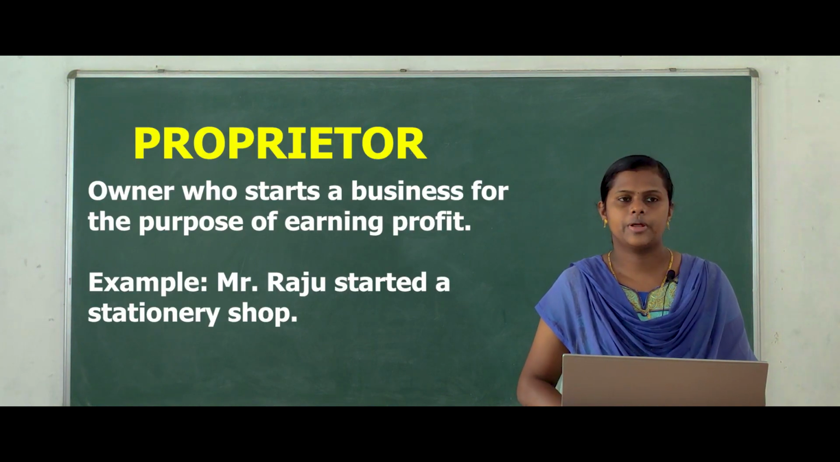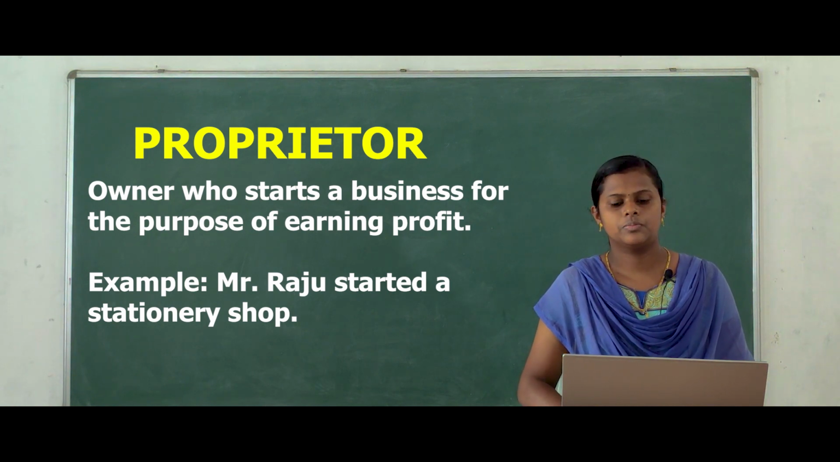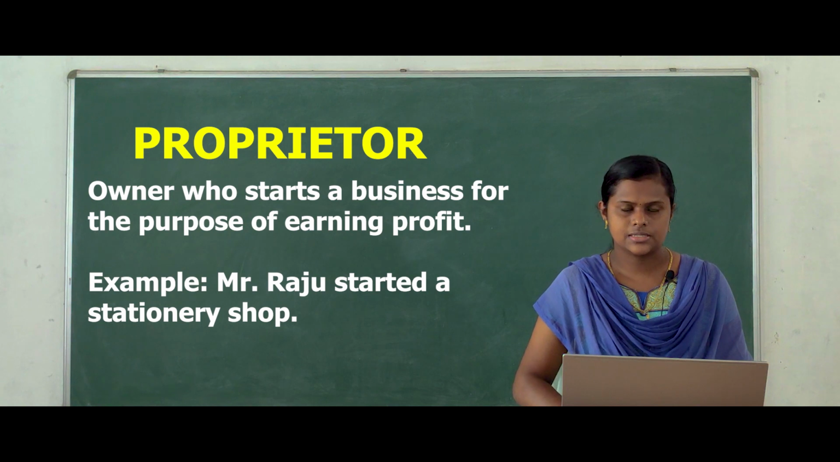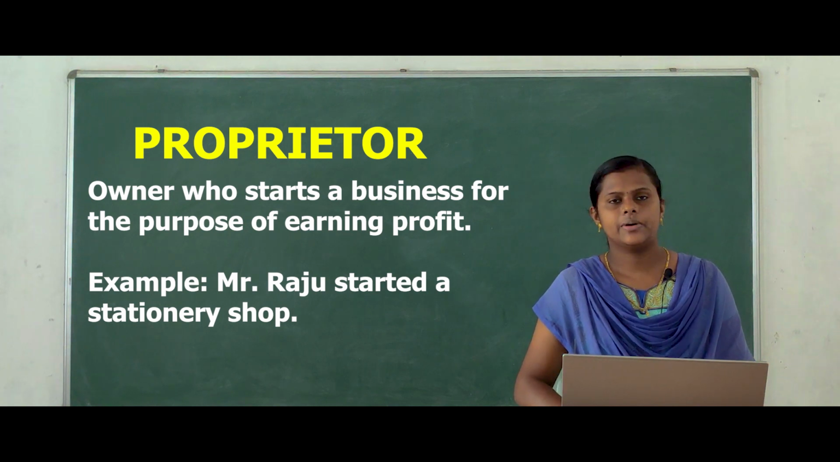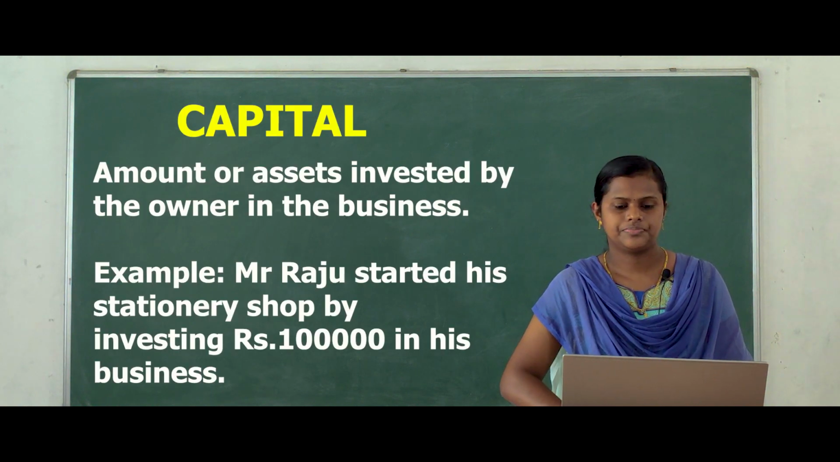First one, proprietor. Proprietor means the owner who starts a business for the purpose of earning profit. Proprietor is the owner who starts a business. For example, Mr. Raju started a stationery shop. Here, stationery shop is the business and it is started by Mr. Raju. So here, Mr. Raju is the owner of the business. Owner means the proprietor.